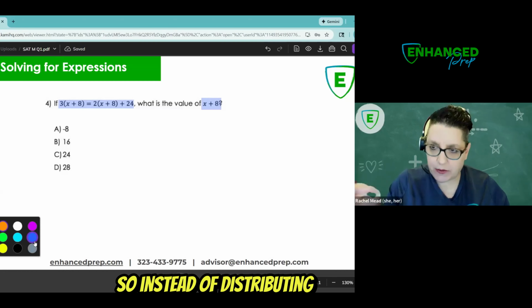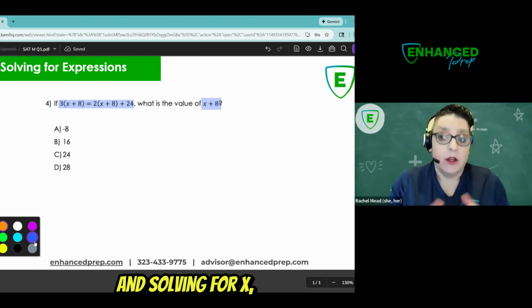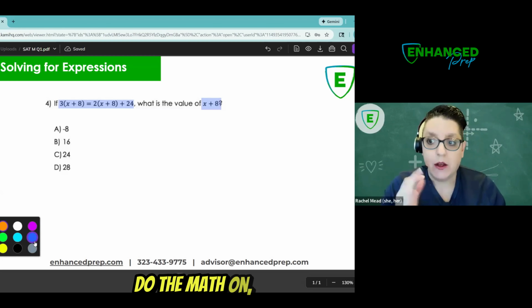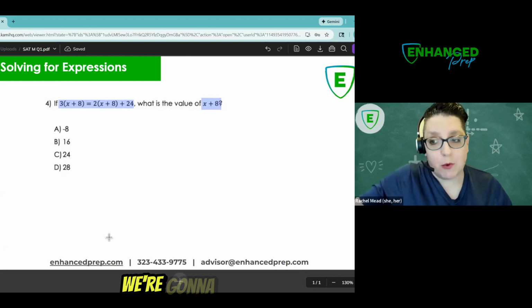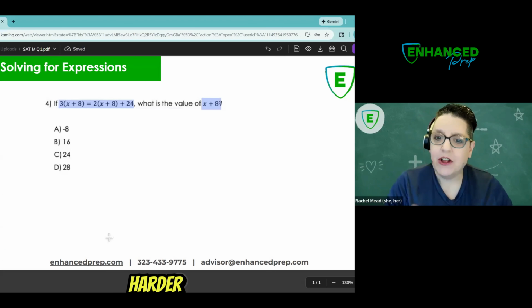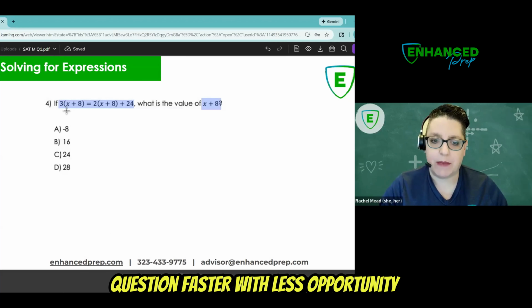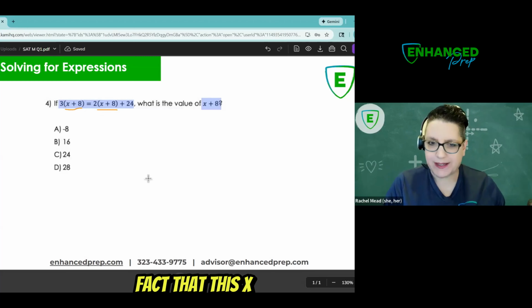So instead of distributing my 3 and distributing my 2 and coming through and solving for x, which I know how to do the math on, I know you know how to do the math on, we're going to find a shorter way to do this, a faster way to do this. We're going to work smarter instead of harder in order to get through this question faster with less opportunity to make those careless errors.